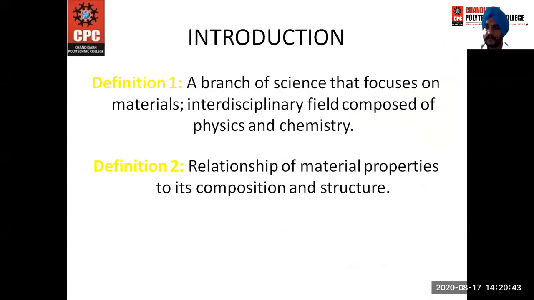First is the introduction. What is engineering material? A branch of science that focuses on materials, an interdisciplinary field composed of physics and chemistry. It is the branch that deals with materials. It includes physics and chemistry, and the second definition is the relationship of material property to its composition and structure. What is the relationship of the different materials with their composition and their structure?